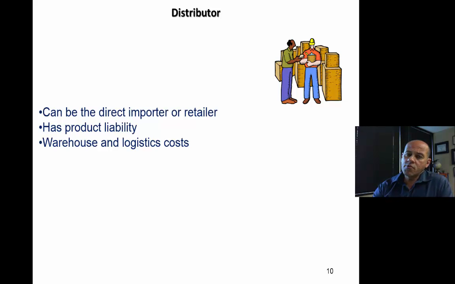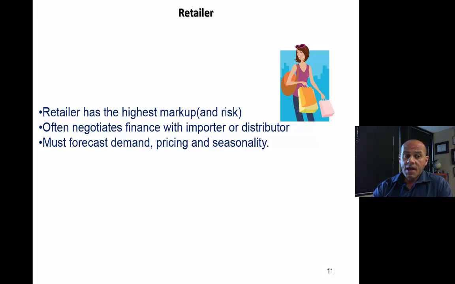Distributors can be the direct importer or exporter. Remember, distributors have product liability because they're the ones purchasing product. There also may be warehouse and logistics costs associated with the distribution functions. The retailer has the highest markup, but again, they have the highest amount of risk as well. They often negotiate finance with the importer or distributor, so that's not unusual. So that landed cost price may also include the finance charges from those parties to extend terms to the retailer.